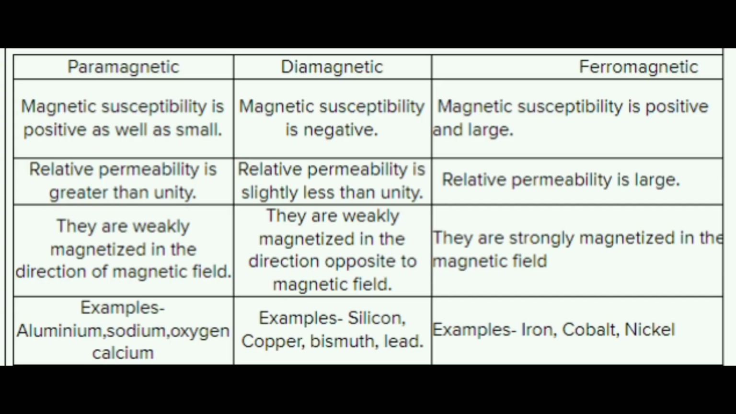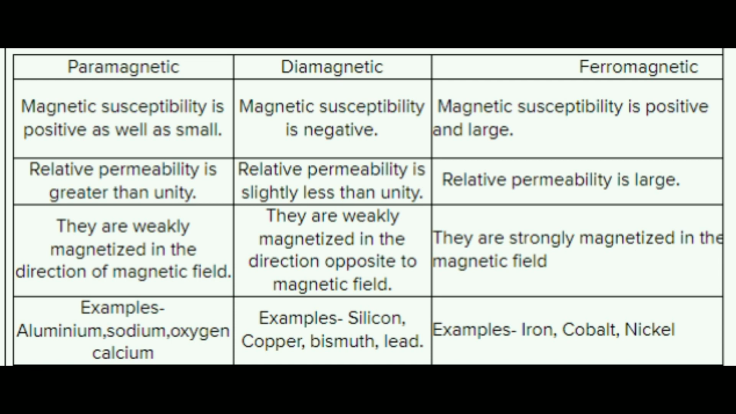Next we have the properties of magnetic materials. There are three magnetic materials in nature: paramagnetic, diamagnetic and ferromagnetic. Paramagnetic materials have susceptibility which is positive as well as very small, for diamagnetic it is negative, and for ferromagnetic it is positive and large.